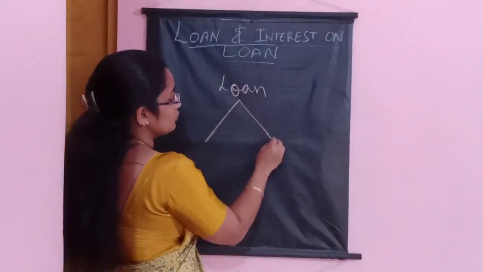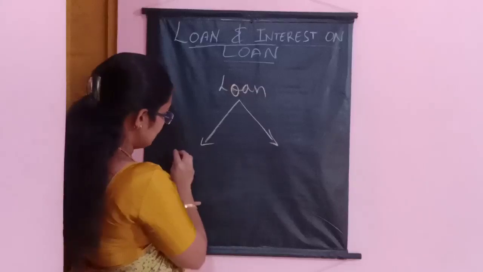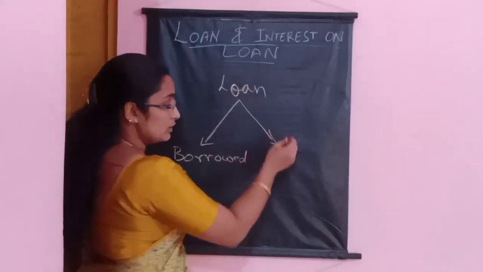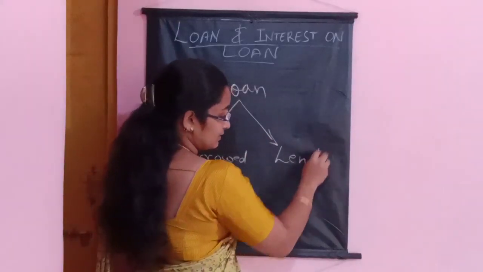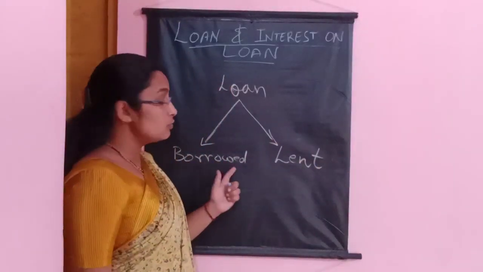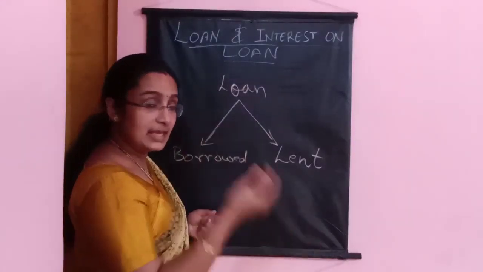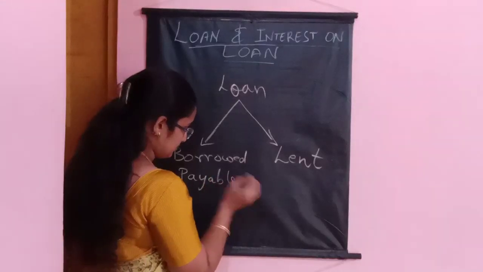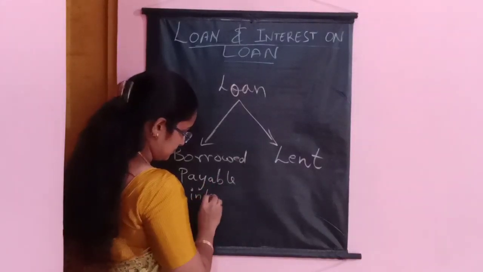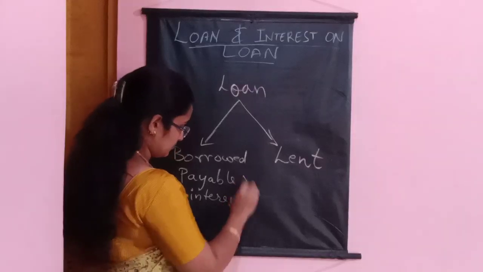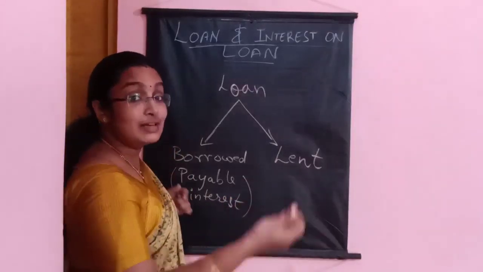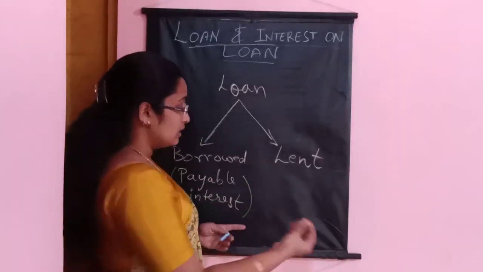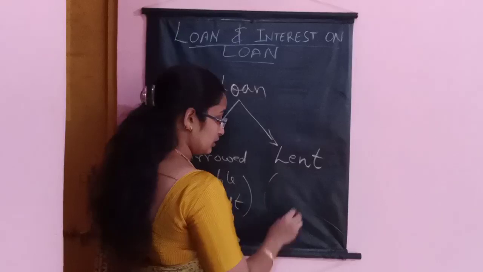It's of two types. One is the loan borrowed. The other one is lent. Well, for the loan borrowed, we have to pay interest. And for the loan lent, we have lent it to someone else. So we are going to receive the interest.